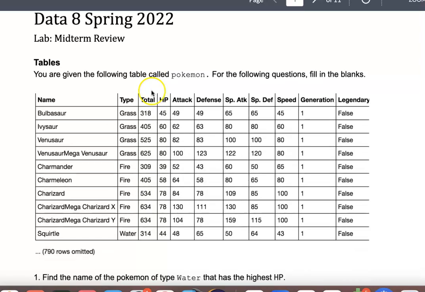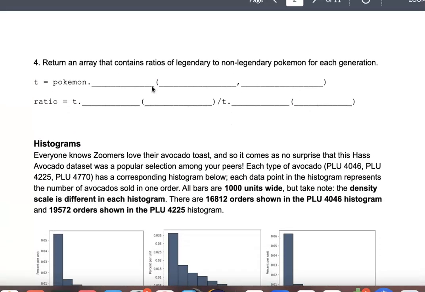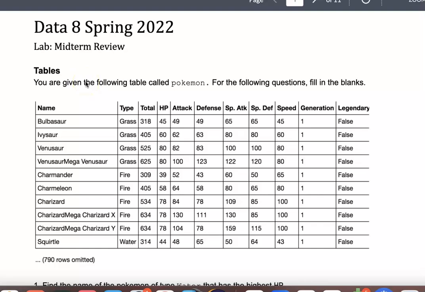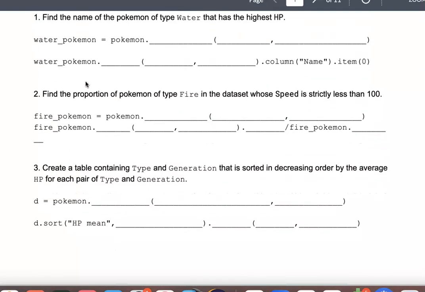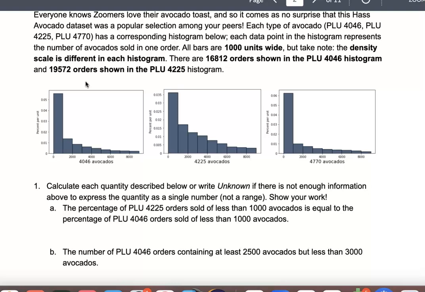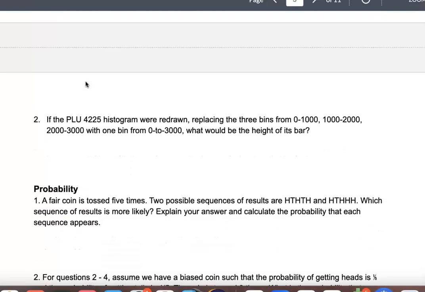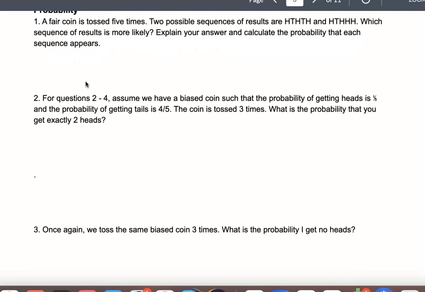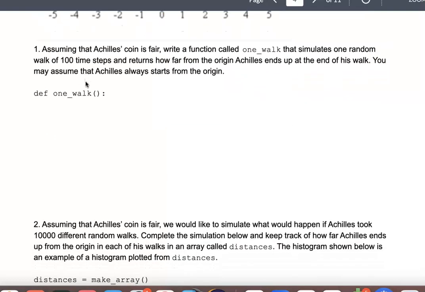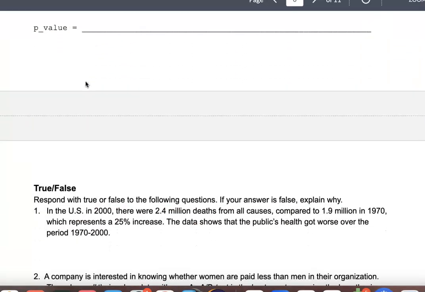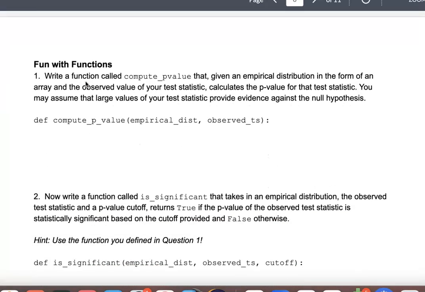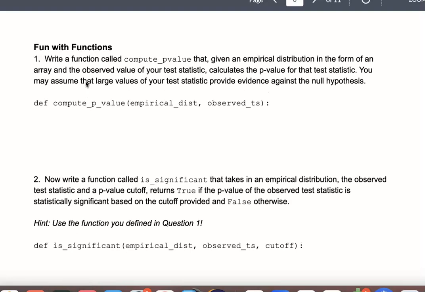One thing I want you to know about how to prepare for your exam is we give you some topics you can go over. The first one, tables, is important. We will give you a table so you see how to manipulate some data we are looking for. Then histograms: you need to understand the meaning of a histogram and each bin, and how to calculate the data. Then we have some questions about probability, then questions about simulation and hypothesis testing, and then questions about Python functions.